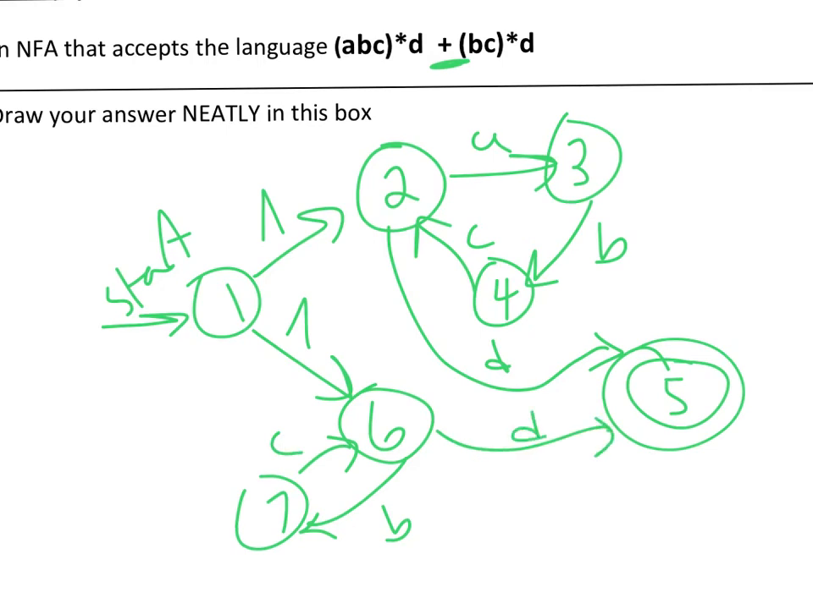Now, because of these initial lambda transitions, you can't go back. So you can't do the BCs and then some ABCs and then some BCs. But as an added bonus, I can take a lambda transition and a D there, or this lambda transition and D there. So the D by itself is already built in.